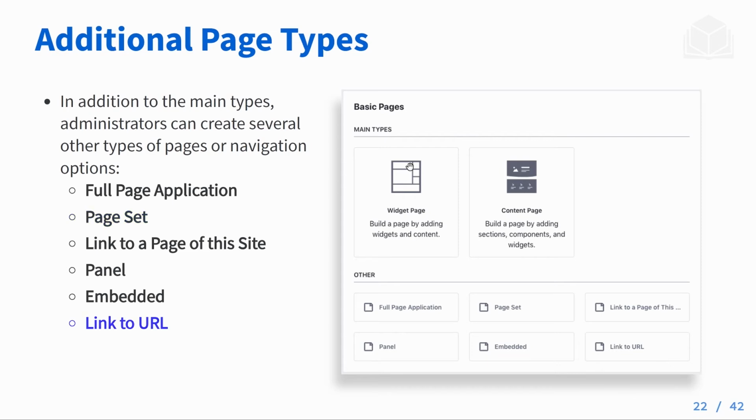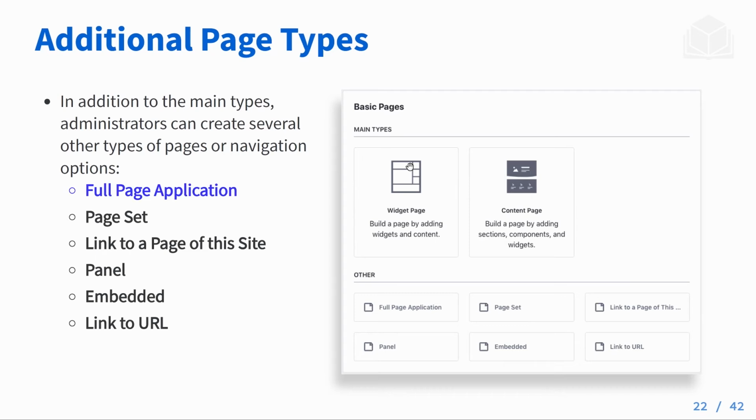And then the last one can just be a link to any URL, not necessarily in your Liferay site, but this is again another navigation option that you can use. So you create this link and then it can pop up in your navigation. Specifically, page set, link to a page of this site, and link to a URL. These are all navigation options for the navigation widget. And that leaves us with just 3 more page types.